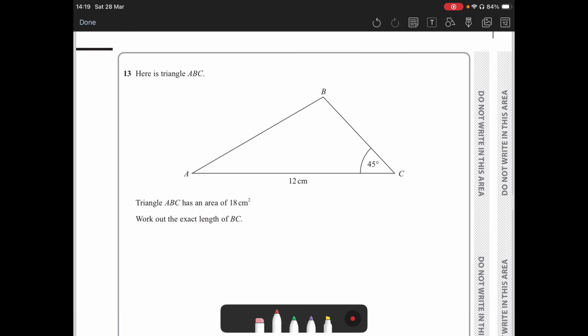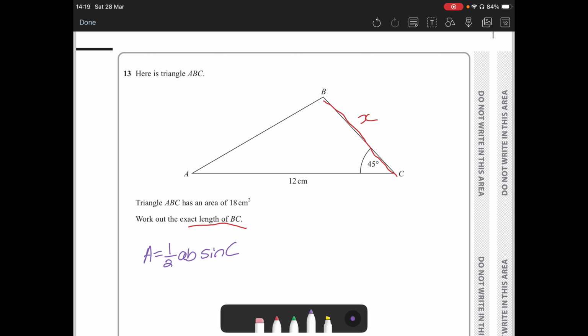Okay, right. So question number 13, triangle ABC. Don't mind the scribble there. We know it's got an exact area of 18, and you need to work out the exact length of BC, this side. Let's call it X because we don't know what it is. The area of a triangle, it's not a right-angled triangle, so we're going to use the formula, which you should know: A is half ab sine C.